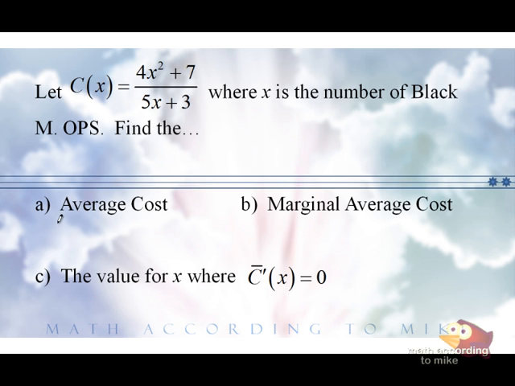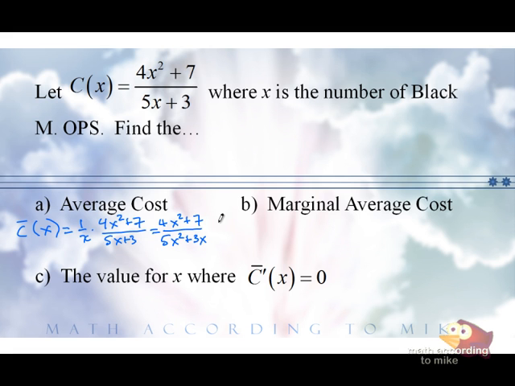Well, remember to find the average cost, which we call C bar, you take your cost function and divide by x. That's the same thing as saying take your cost function and multiply it by 1 over x, which is a little bit easier for these types of problems. So our average cost function would be 1 over x times (4x squared plus 7) over (5x plus 3), which is (4x squared plus 7) over (5x squared plus 3x). So for the rest of the problem, this is what we're going to be using.